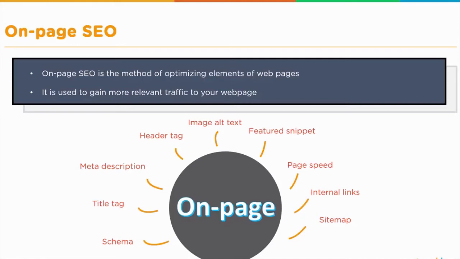Then we talked about title tags. So title tags appear in search results. Remember, 65 characters. We want to make sure our keyword is in the title tag followed by our brand name. And then we talked about meta descriptions. Meta descriptions allow us to talk specifically about what that page is all about. Meta descriptions fall under the title tag in the search results.